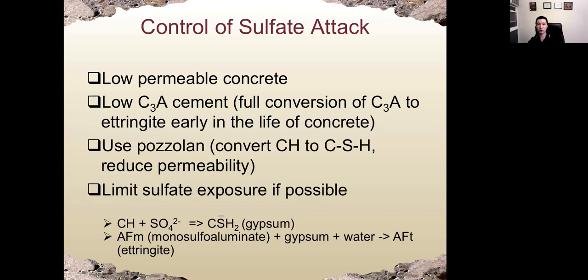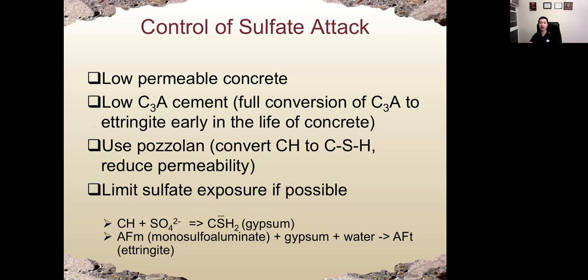We could also try to use low C3A cement, such as type 2 and type 5 cement, because it will fully convert the C3A into ettringite while the concrete is still in a fresh state. Remember, ettringite will do the damage after concrete hardens. When there's ettringite formation after concrete hardens, that will cause damage. If you can fully convert C3A to ettringite before concrete hardens, that should be okay.